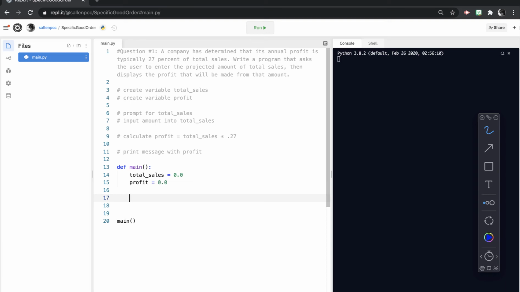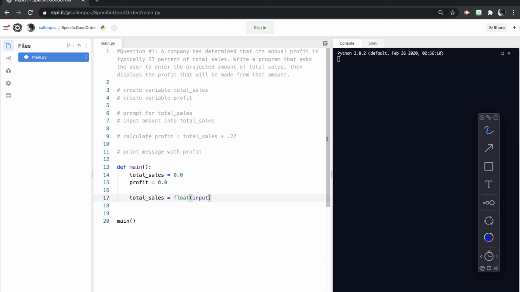And then I'm going to prompt for total sales, and I'm going to input that amount into total sales. So I'm going to do that all in one line in Python. I'll say total sales is assigned, and then you have to tell Python what type of data this is, because when you read an input from the user, it's read in as a string of characters, and you can't do math on a string of characters. So we want to convert that string to be a number so that we can do a mathematical calculation on it. So I'm going to change it to a float, which means a number that will contain decimal values.